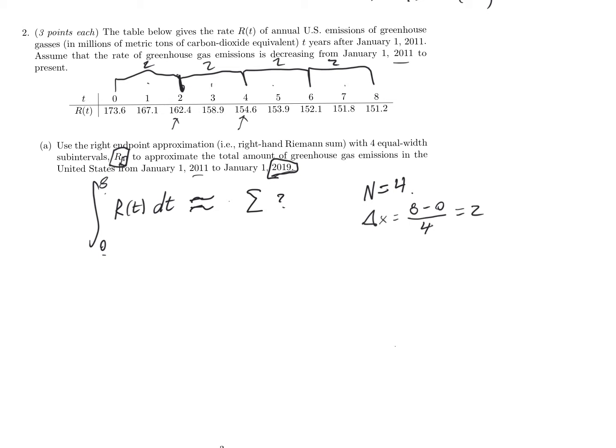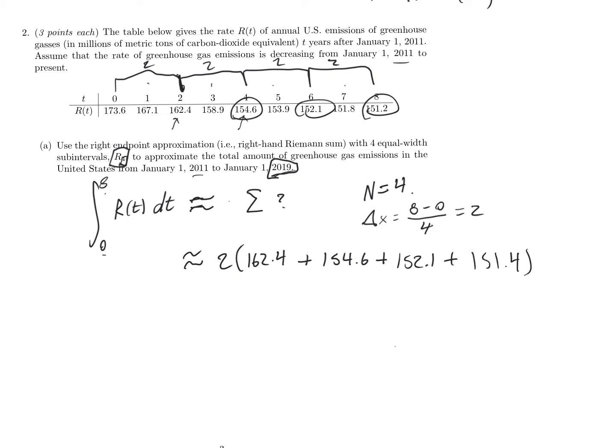So what we're going to do is say that this is approximately equal to delta x, or 2, times all of the heights of the rectangles. And I'm allowed to put this 2 out in front because all the widths are the same. But the first height will be 162.4. The next rectangle's height, 154.6. The next rectangle's height, 152.1. And the next rectangle's height, 151.4.